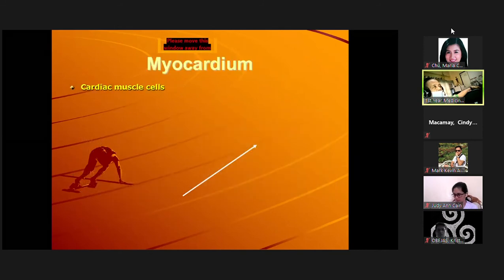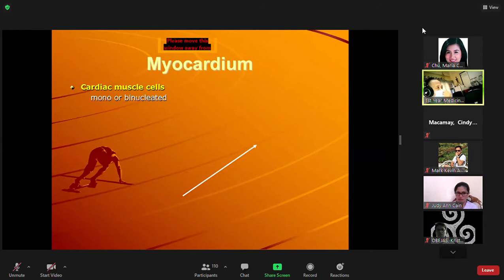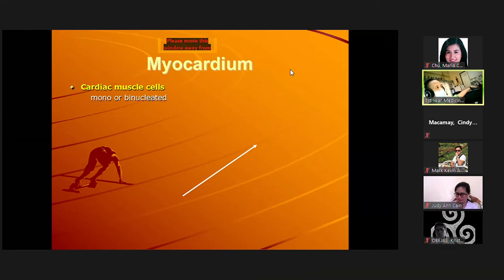The cardiac muscle cells are mono or binucleated, as compared to skeletal muscle which is polynucleated, and the nucleus is in the center. So if you answer that cardiac muscle cells are mononucleated, then that is wrong. You always have to combine mono and binucleated. Centrally located nucleus, elongated with branching.